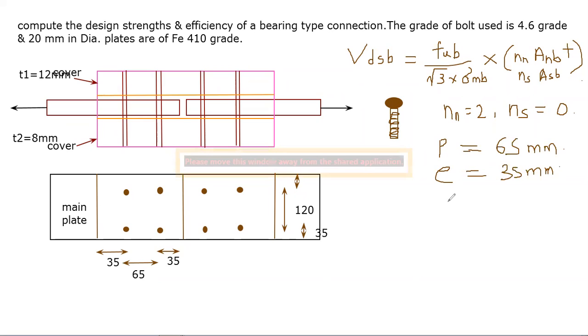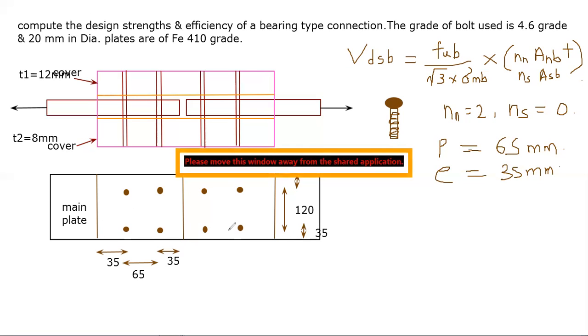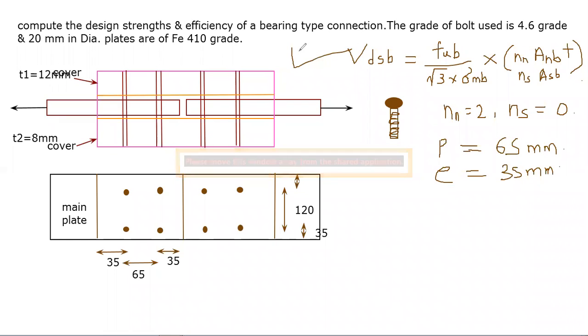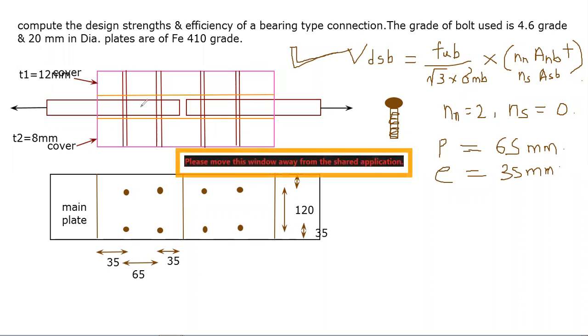Now, how many bolts are there? On one side there are 4 bolts, on the left side, and on the right side there are 4 bolts. The force acting on the left side is also there, and the force acting on the right side is also there. On both sides the force is acting, right? So you are getting this strength for only one bolt, but for the connection you need to multiply it with the 4.